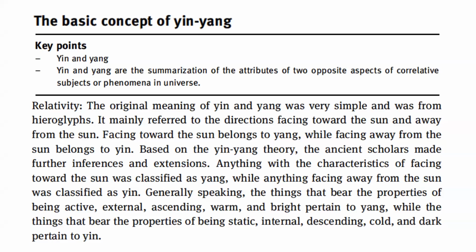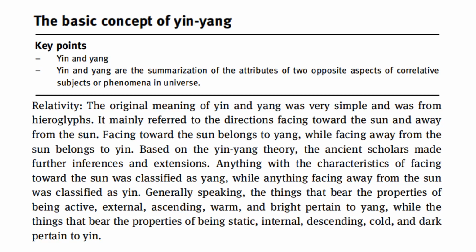From the perspective of relativity, the original meaning of yin and yang was very simple and was from the hieroglyphs. It mainly referred to the directions facing toward the sun and away from the sun. Facing toward the sun belongs to yang, while facing away from the sun belongs to yin.